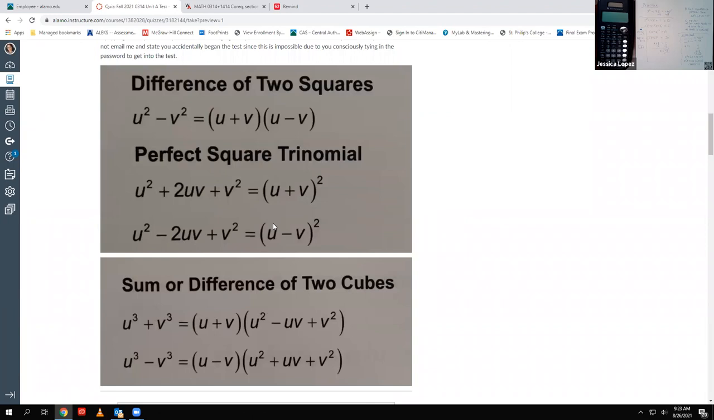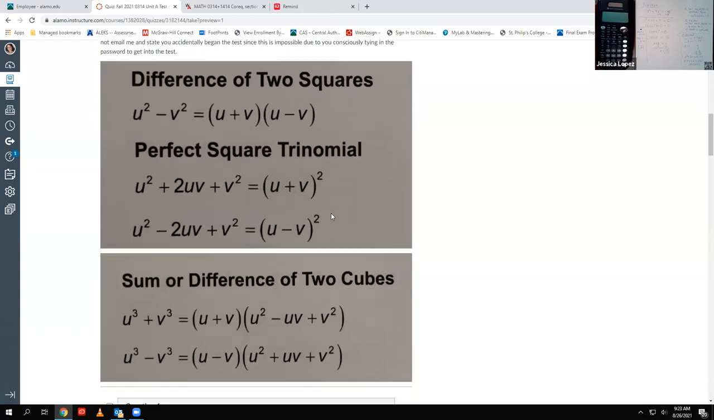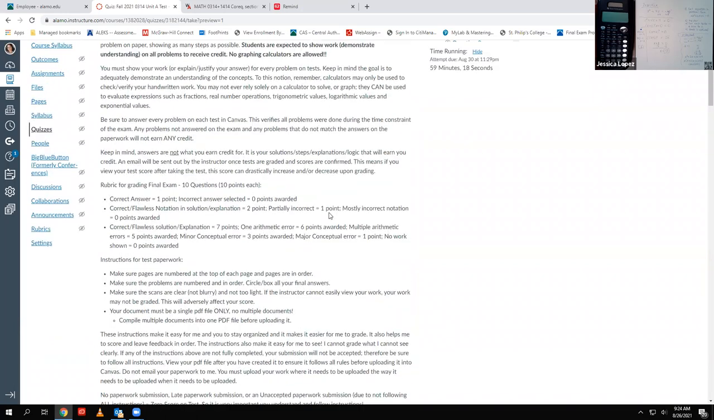I don't. I just do AC method and I'll get the same answer. Right? We've done that twice today. So I don't memorize this perfect square trinomial formula stuff, all of this. I don't do that, but it's there. All your formulas will be on the test.